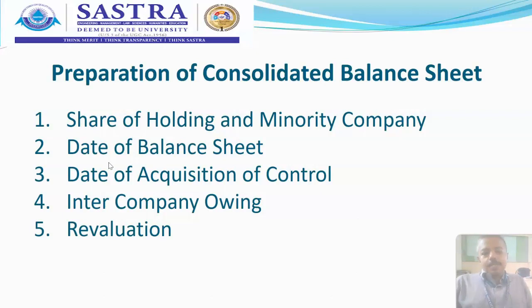If goodwill already exists in the balance sheet of the holding company, the goodwill thus calculated needs to be added to the existing goodwill. For example, the holding company already has a goodwill account of rupees 1 lakh before acquiring the subsidiary company. After acquiring, goodwill of 2 lakhs arises, which means the purchase consideration is more than the net asset value.